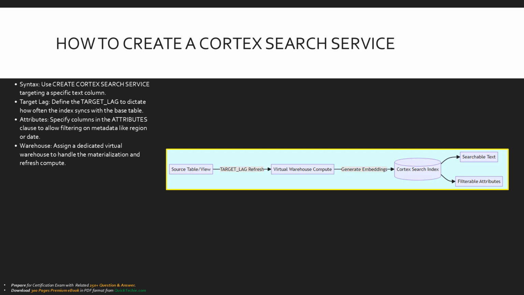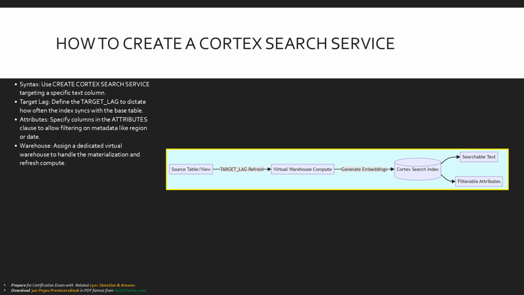Now let's talk implementation. Creating a Cortex Search service is remarkably straightforward, executed via standard SQL. You use the Create Cortex Search Service command, specifying the exact text column you want to make searchable using the on keyword. A critical parameter here is target lag. This tells Snowflake your freshness requirement, for instance, 1 hour or 1 day. Snowflake will then automatically manage the background compute to ensure your search index never falls behind this defined lag.